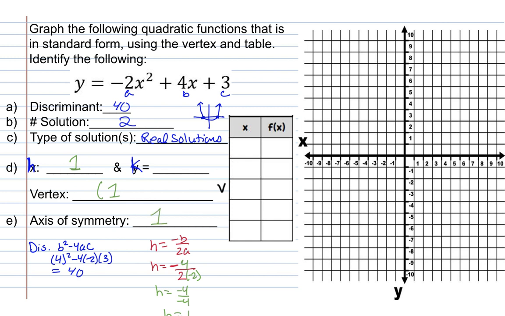Now we have to find our k. So to find our k, we're going to go f of 1, and we're going to plug it into this equation: negative 2 times parentheses 1 squared plus 4 times 1 plus 3. And we're going to get 5. So that means k is 5. That means our vertex is 1, 5. That means 1 and 5 go here. So that means 1, 2, and 3 go there. 0 and negative 1 goes there.